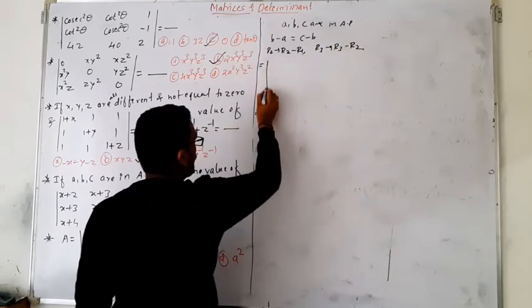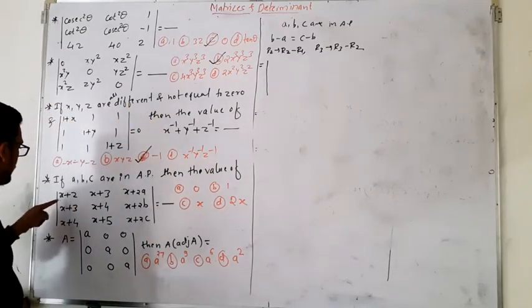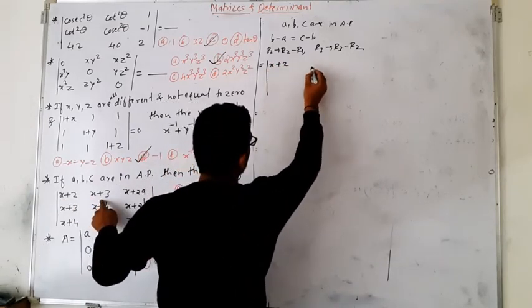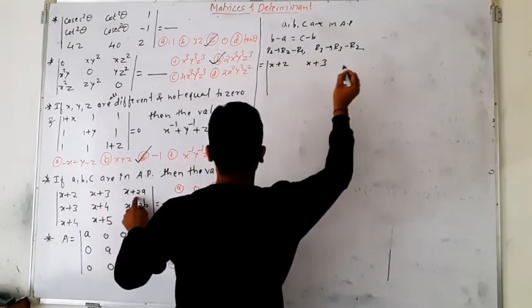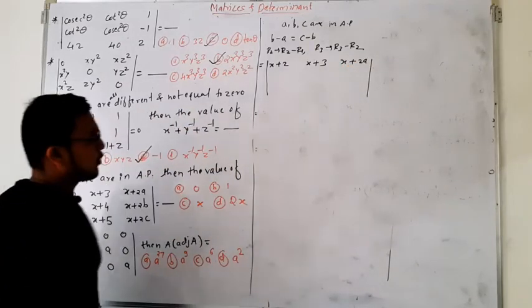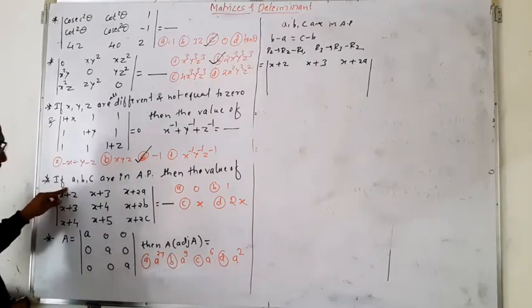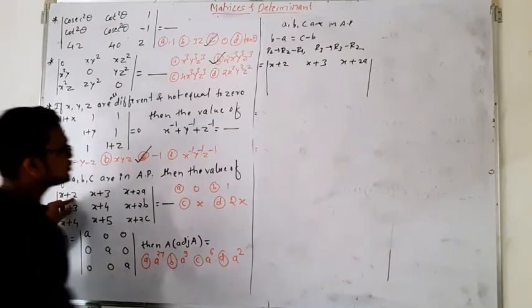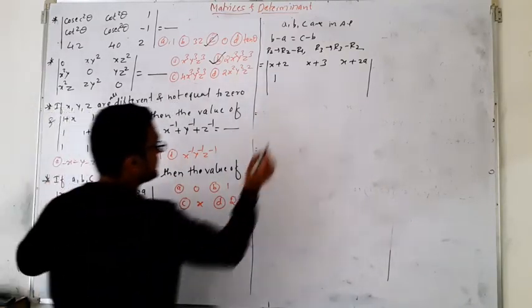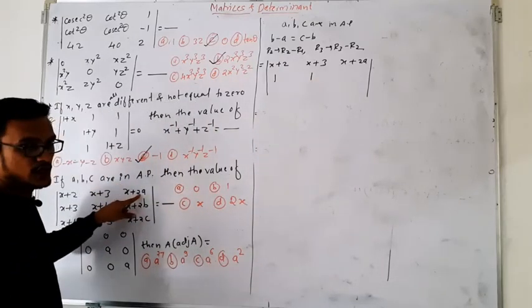So let us see now what we get. We are changing only R2 and R3, so we will keep the R1 row as it is. That is x plus 2, x plus 3 and x plus 2a. Now operation R2 minus R1: x plus 3 minus this. So x gets cancelled, 3 minus 2 is 1. Again x gets cancelled, 4 minus 3 is 1. Here again x will get cancelled, 2b minus 2a.